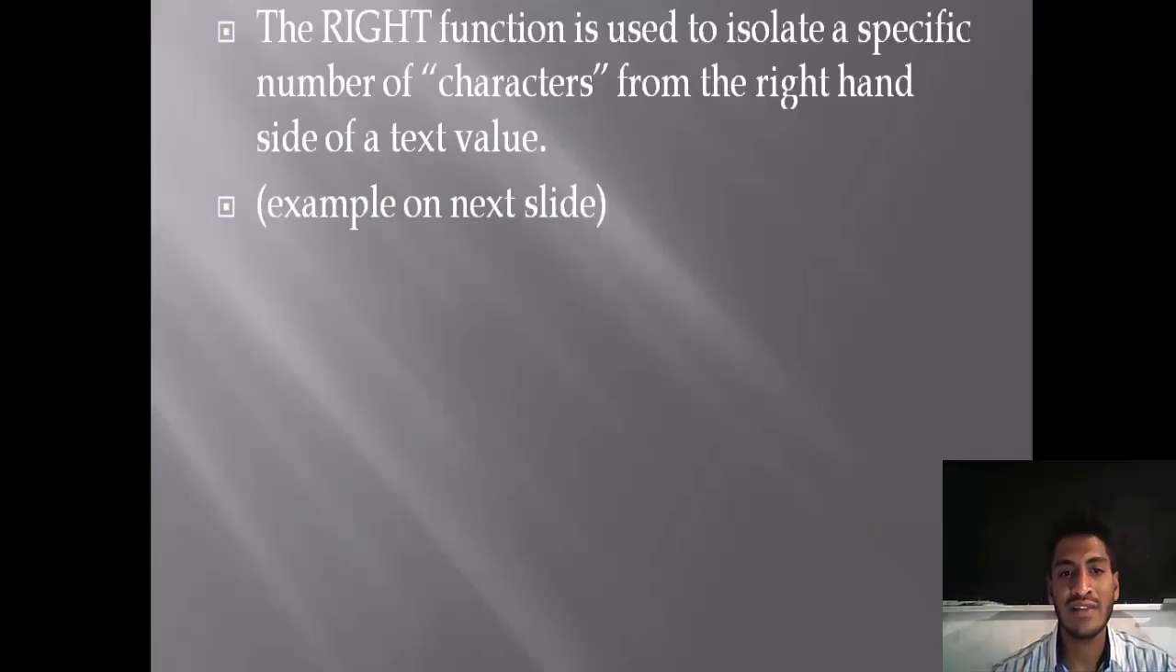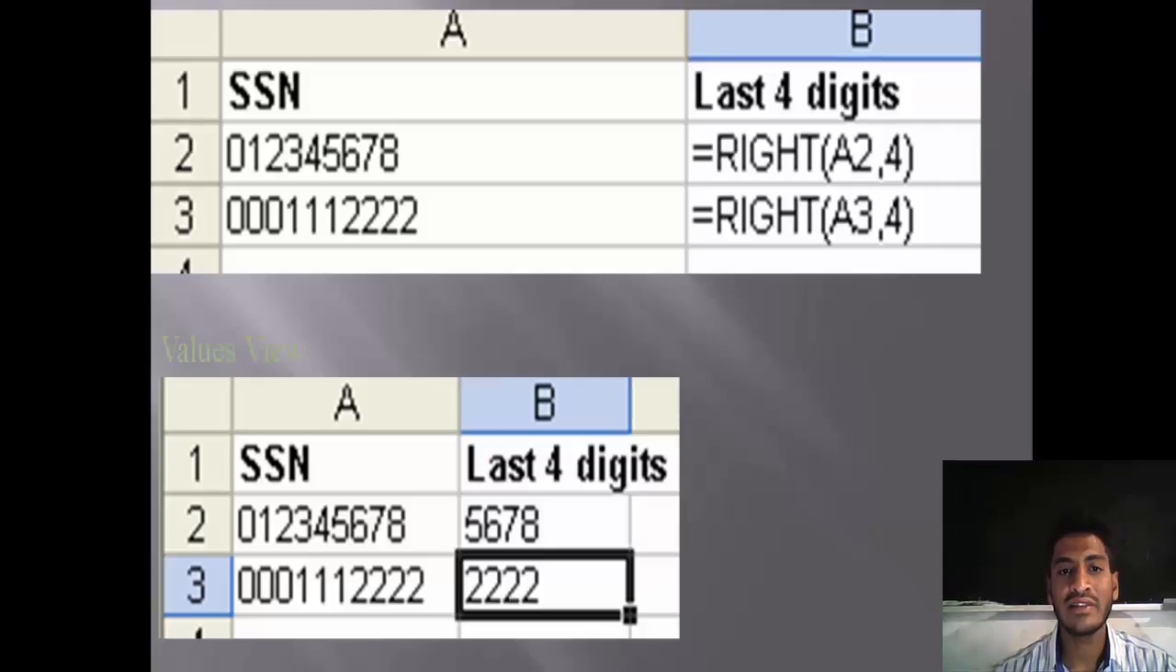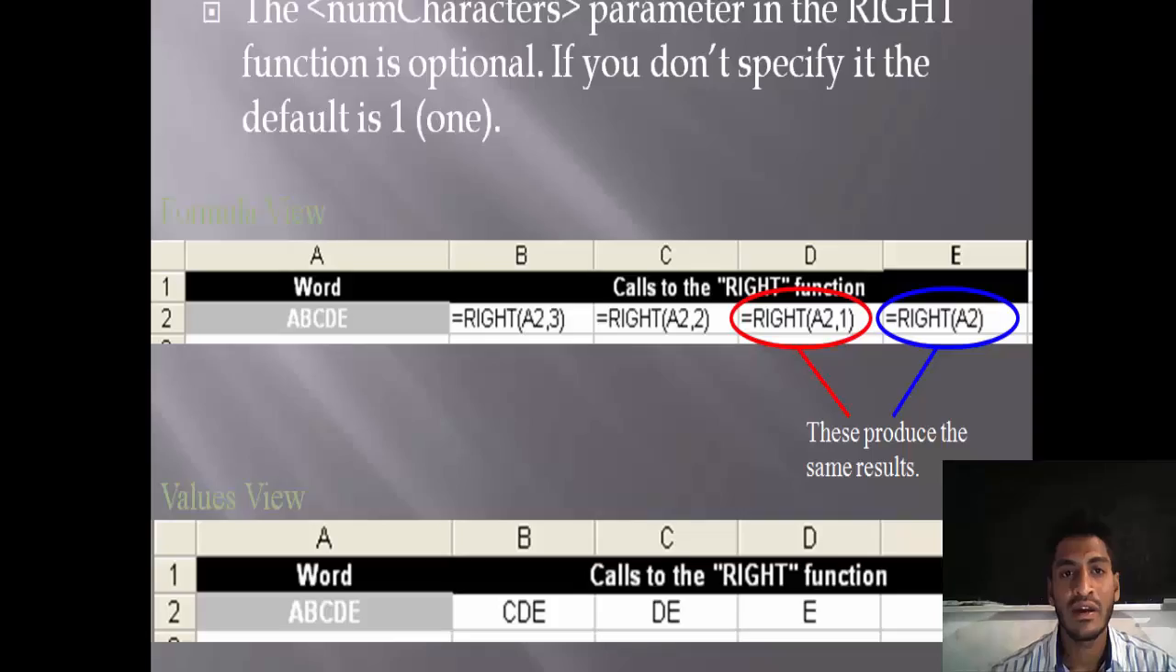Example on the next slide. Right: text, number of characters. You can see these as examples. These are all the examples for the right function with text and number of characters. The number of characters parameter in the right function is optional. If you don't specify it, the default is 1.